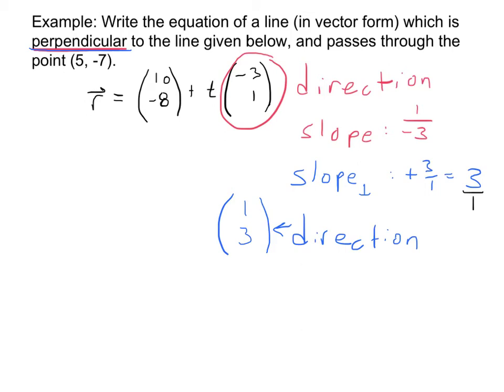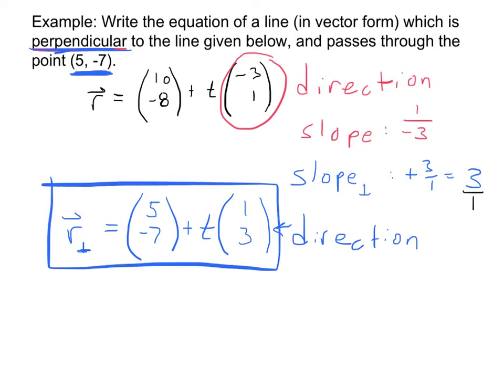So now, they wanted me to give a line that's perpendicular, so I put t in front of the directional vector. Now I just need a point that's on this perpendicular line. Well, they told us that it's supposed to pass through the point 5, -7. So I'll put 5, -7 as a position vector. And here is this line, which is perpendicular to the original one. And this is your answer. You're done. As simple as that.